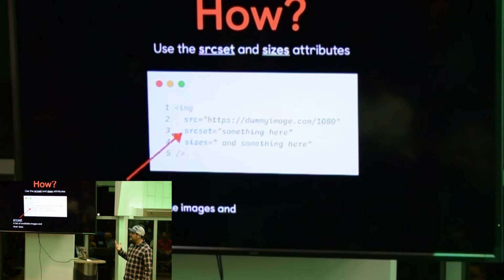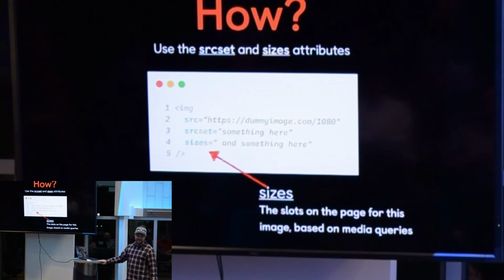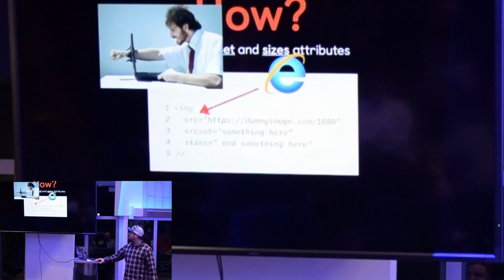They're not even that new, but no one uses them. I don't know why. So srcset, which we'll get into in a second, is where you list all the available images and their sizes. And when I say all available images, I mean versions of the same image. So a picture of a dog in a bunch of different sizes. Sizes is going to be where you tell it about the slots. So, hey, this picture is going to be only 100 pixels wide, or it's going to be full width. And then src is for Internet Explorer, because it doesn't understand either one of those. If you don't care about Explorer, you can leave it off.